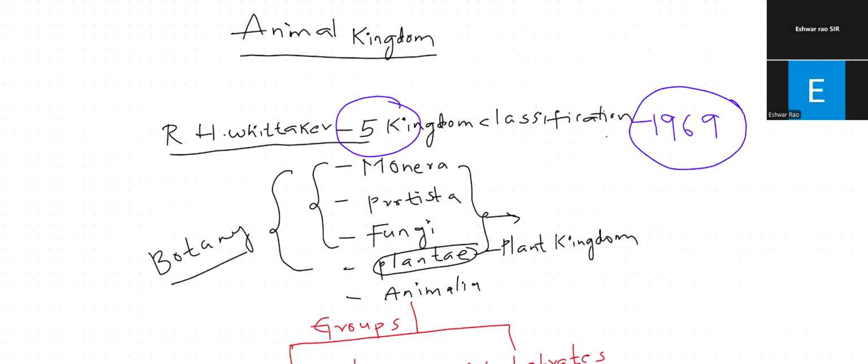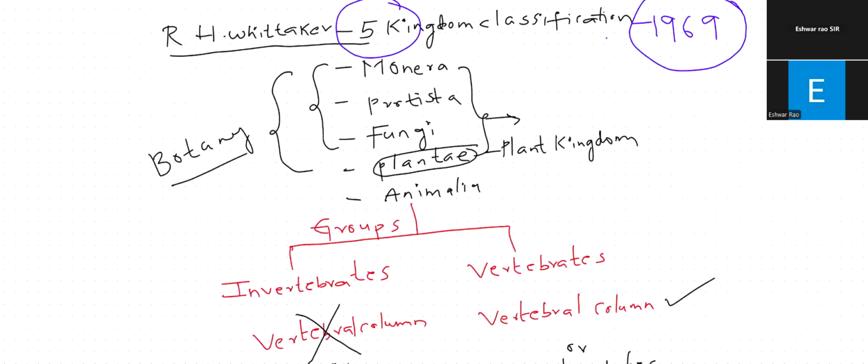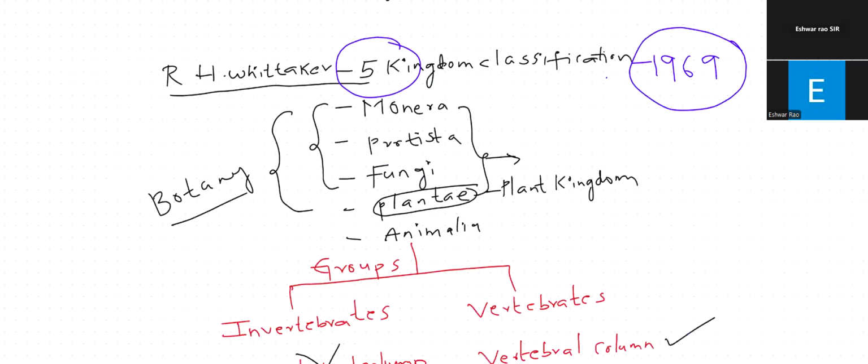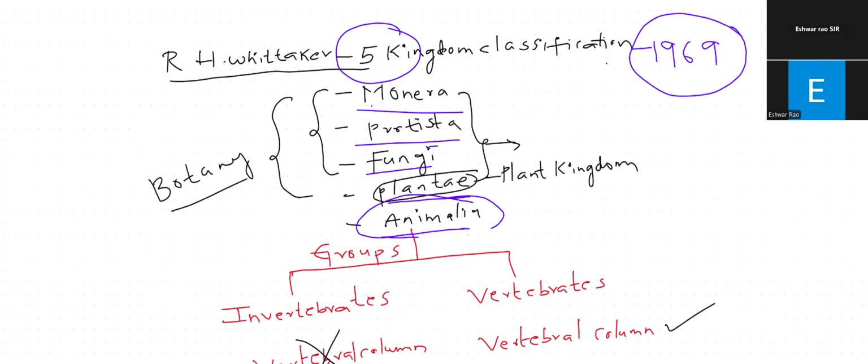But the highly accepted one is R.H. Whittaker. The five kingdoms of R.H. Whittaker are Monera, Protista, fungi, Plantae, and Animalia, right? So out of these five, Animalia is going to be discussed under the chapter called Animal Kingdom. The rest of the kingdoms are going to be discussed in your botany classes. Now, Kingdom Animalia has majorly two groups.